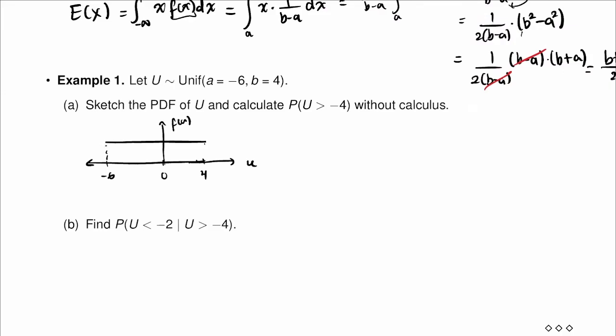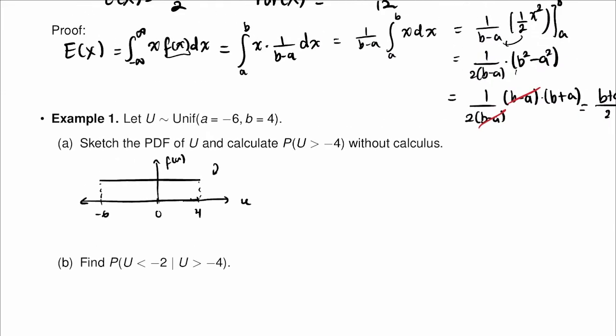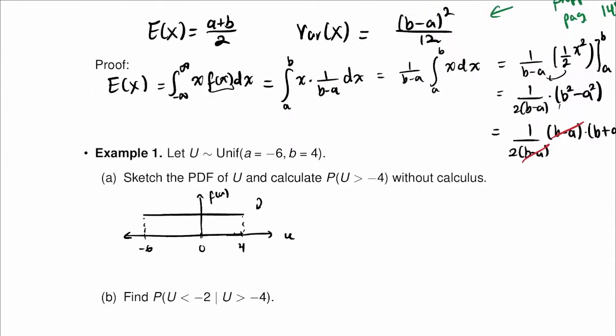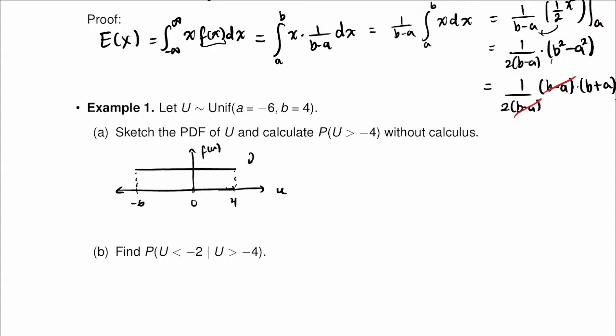We have -6, we have 4, and the height of this is, remember, 1 over b minus a. In this case it is 1 over 10, right? 4 minus 6 is 4 plus 6, that is 10.